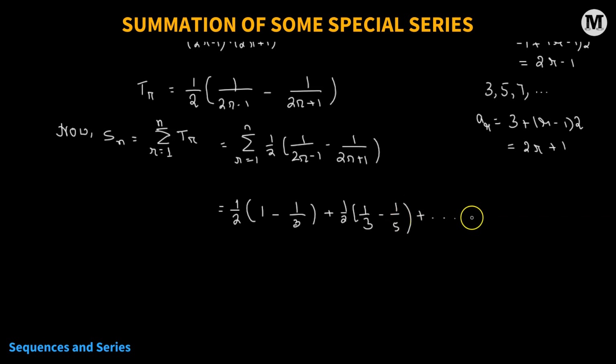Next, this is going to continue all the way up to the last term, which is going to be given by half multiplied to 1 over 2. Now we are going to replace the r value with n, 2n minus 1 minus 1 over 2n plus 1.